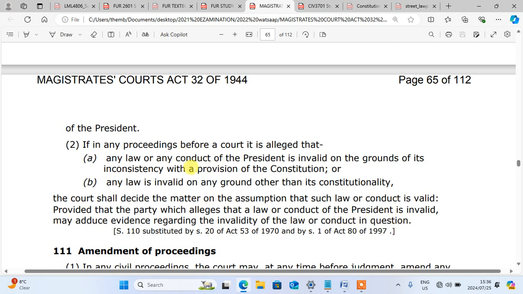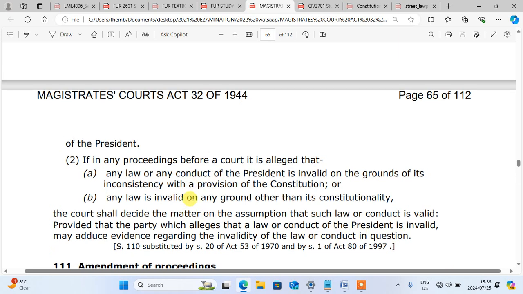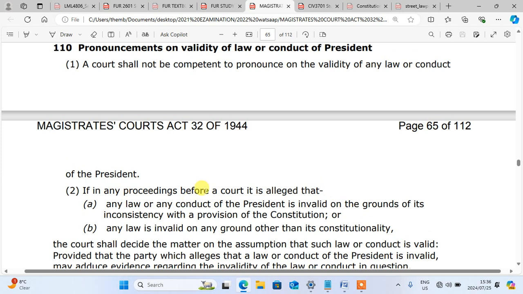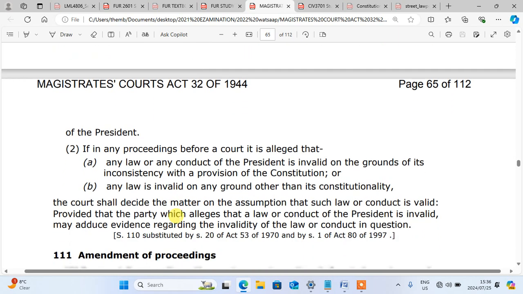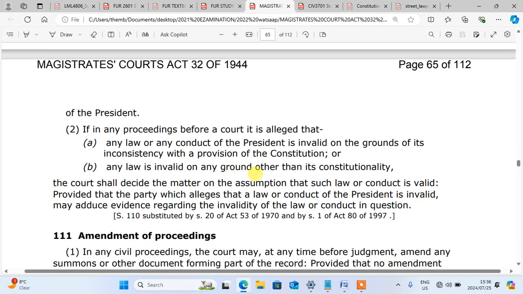Therefore, even if the magistrate does not rule on the validity of the law or the conduct of the president, you can still bring the validity of the conduct of the president and it will be ruled on based on the assumption of validity.